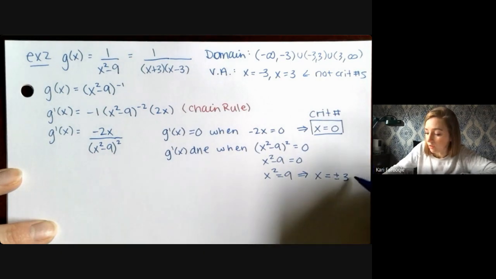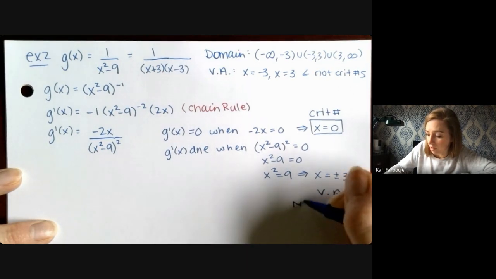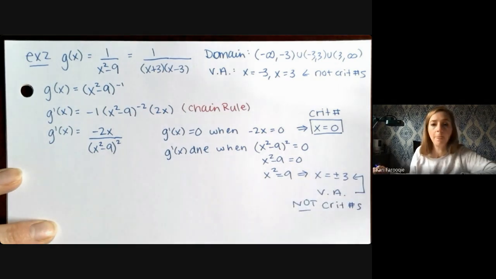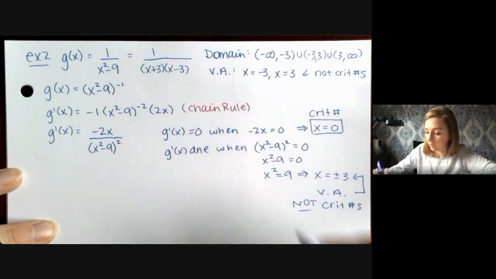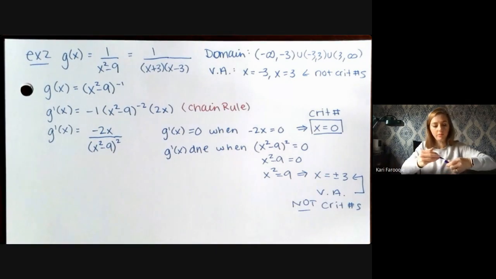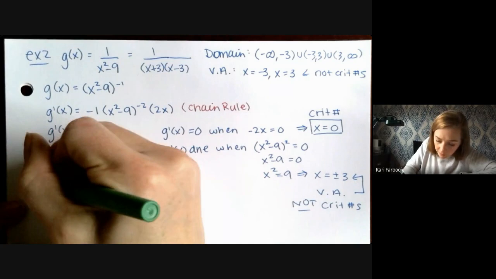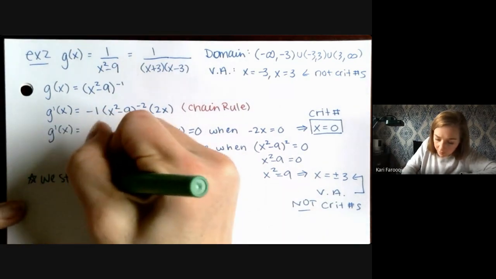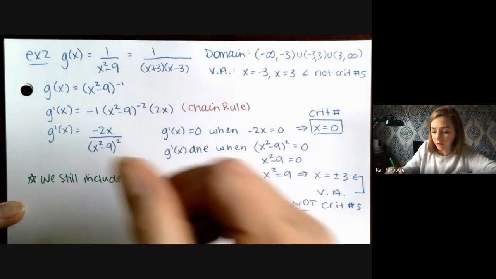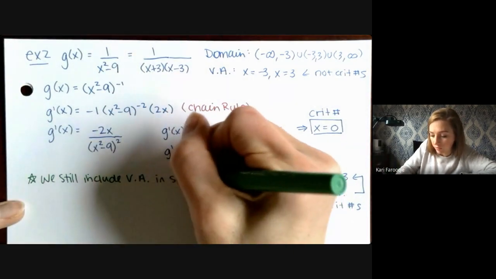Now, these are vertical asymptotes. They are not critical numbers. So we still need to include them in the sign analysis. I'm going to make a special note of this: we still include vertical asymptote values in the sign analysis.